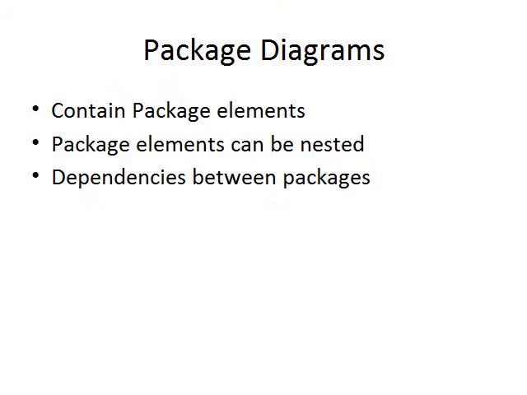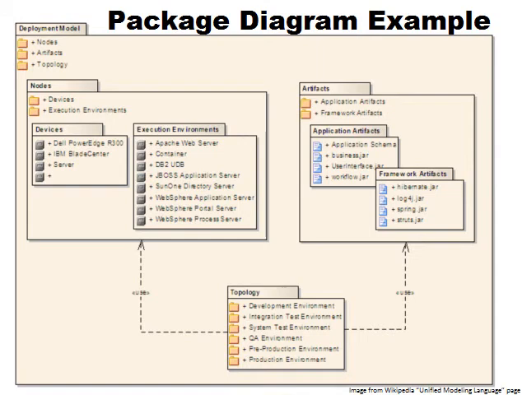First, structure diagrams. First diagram is a package diagram. I alluded to that earlier. It contains package elements, and they can be nested. There can be dependencies between them. This shows a deployment model, and by the way, I use different tools for some of these different diagrams. Some of them I downloaded from the internet. I tried to cite where I got them from in the lower right-hand corner of the slide.